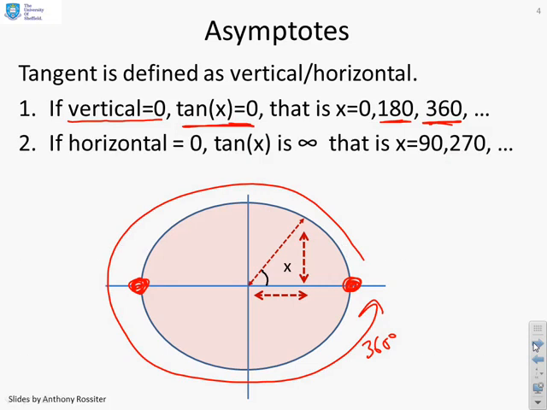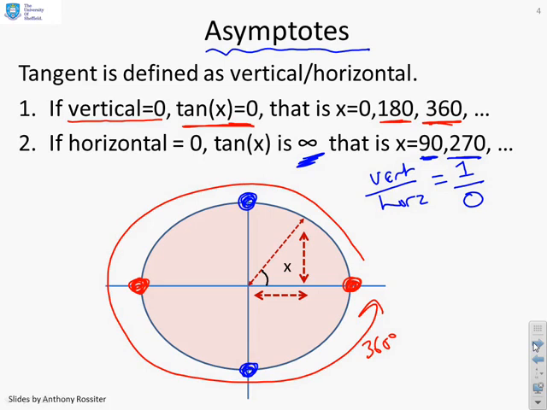What if the horizontal is 0? Well, the horizontal projection will be 0 if you're at this point here, or this point here. So clearly, if the horizontal is 0, then when you do vertical divided by horizontal, you're getting, in this particular case, 1 over 0, which isn't defined, as I'm sure you realise, and so you get infinity. So if you try to find the tan of 90 degrees, or 270 degrees, and so on, you will get infinity. And that's why we have an asymptote. As the angle tends to 90, tan x tends to infinity.